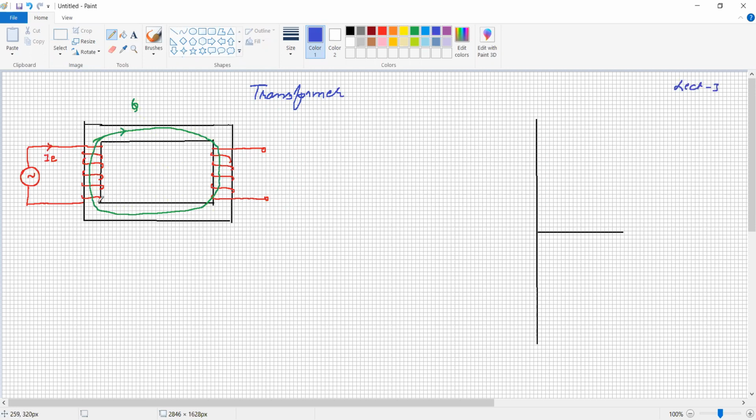In the previous lecture, we discussed the construction of a two-winding transformer. It has a core of magnetic material, a laminated magnetic material. It has two windings. The winding which is connected to the source is called the primary winding, and the winding which is connected to the load is the secondary winding.